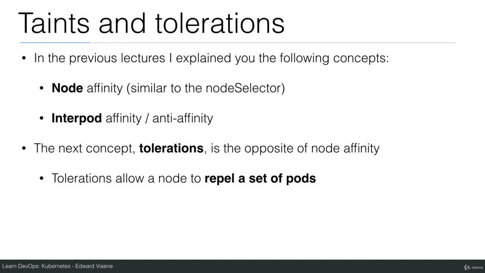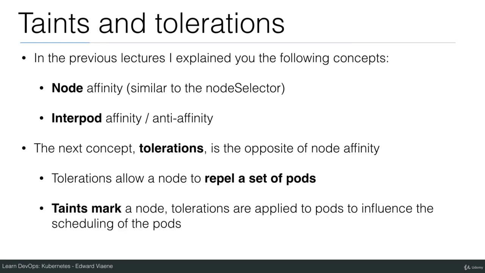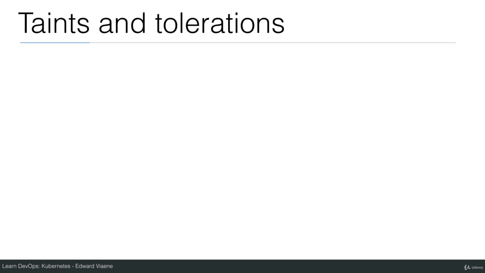So instead of using node affinity to make sure that pods run on specific nodes, this is the opposite. We can say that pods cannot run on these nodes. Taints mark a node, and tolerations are applied to pods to influence the scheduling of the pods. I'm going to talk about taints and tolerations. Taints are applied to a node and tolerations are applied to a pod.